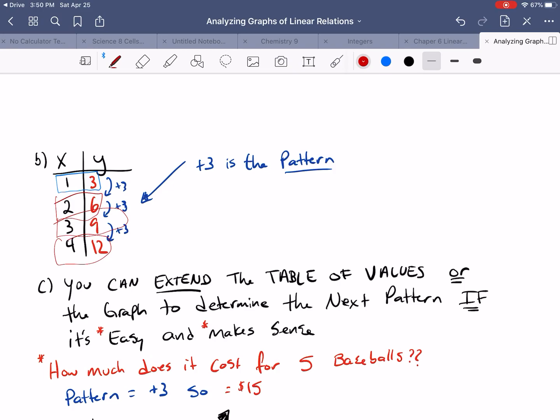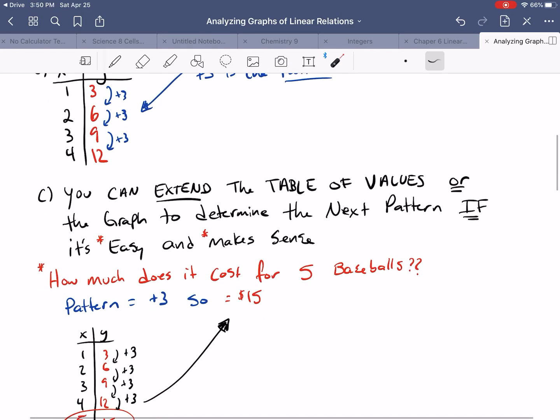So then it's actually a lot easier to notice a pattern in a table than it is to notice it in a graph, I find, because I can just look at these numbers right here and say, oh, this one goes up by 3, this one goes up by 3. 3 plus 3 is 6. 6 plus 3 is 9. 9 plus 3 is 12. So I found the pattern to be plus 3. Fantastic. Super important. If you can do that, then this math's going to be easy.